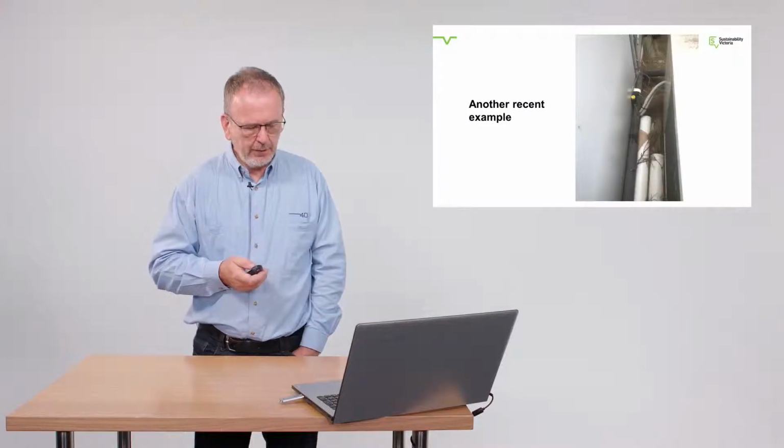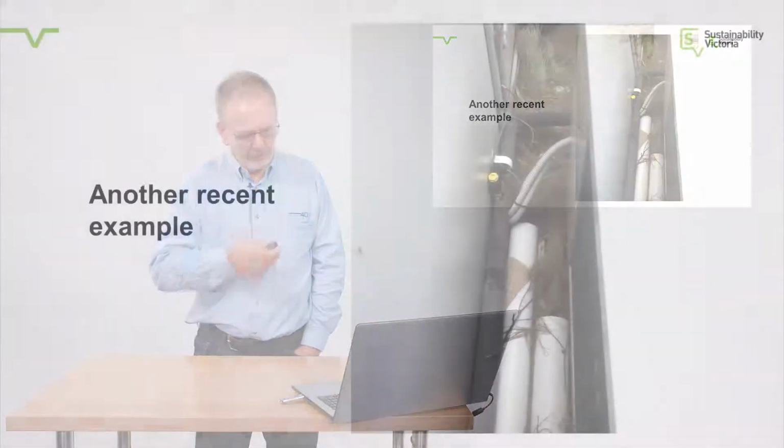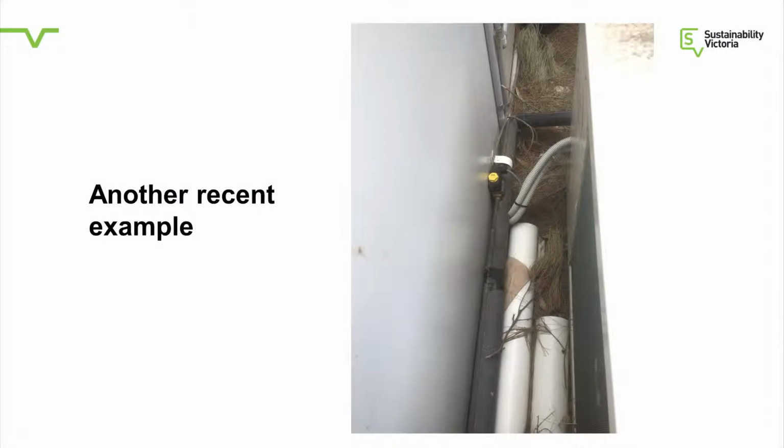Here's an example, again on my tour through Victoria, where I found this solenoid valve, which you can see there at the bottom of that picture, located outside the room, again about 15 to 20 meters away from the evaporator, right next to the condensing unit on the right-hand side. So it's common, it's very common, and it's not correct.